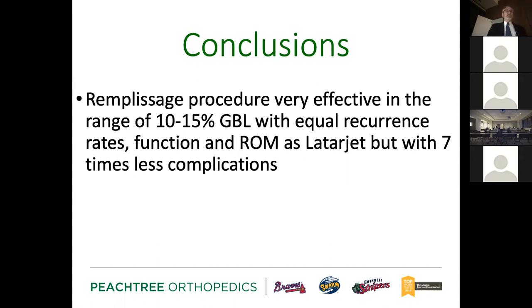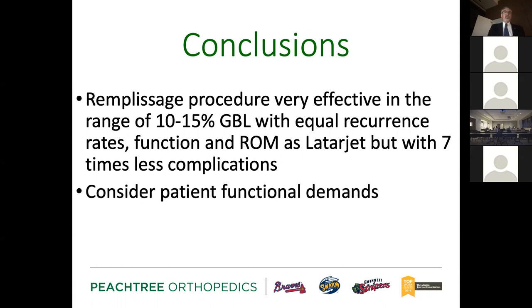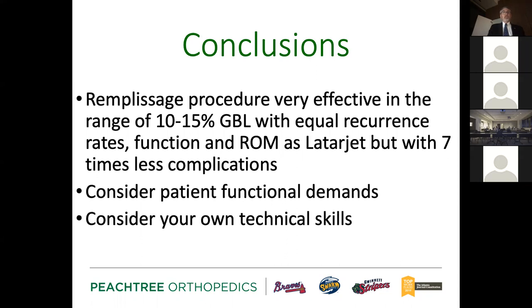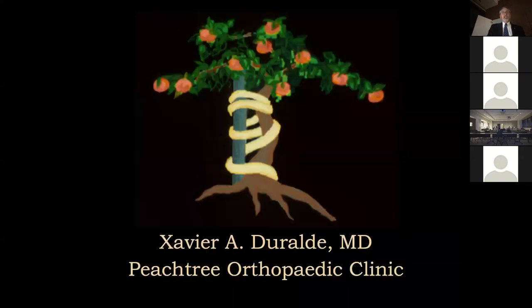Remplissage procedures are very effective in the range of 10 to 15% glenoid bone loss, with equal recurrence rates, function, and range of motion as Latarjet, with 7 times fewer complications. So consider your patient's functional demands. What's he going to have to be doing with that arm once you're done? Consider your own technical skills. Thank you.